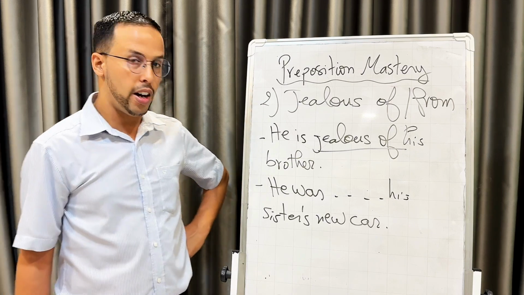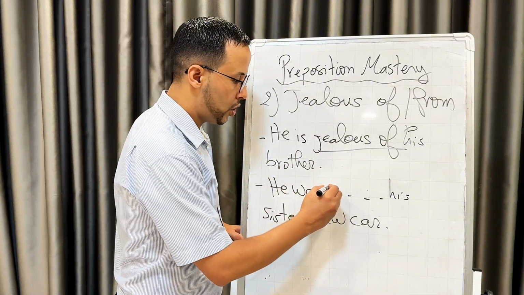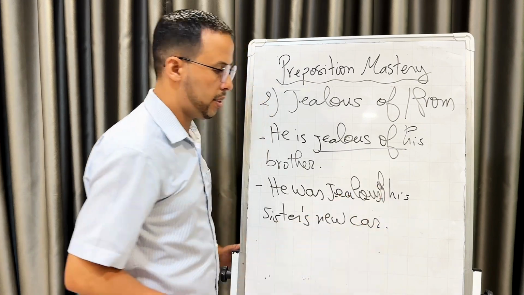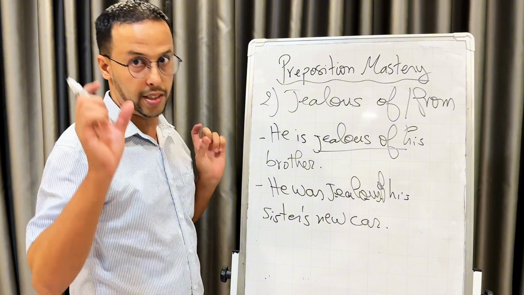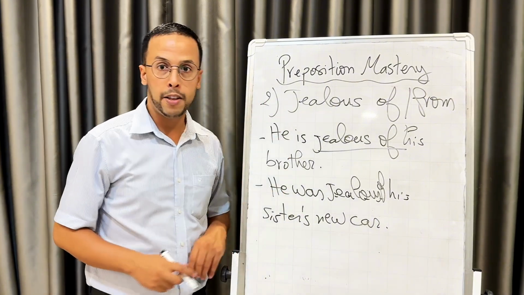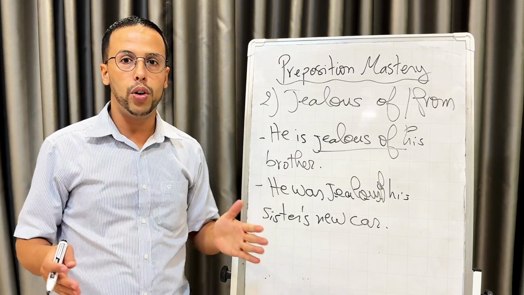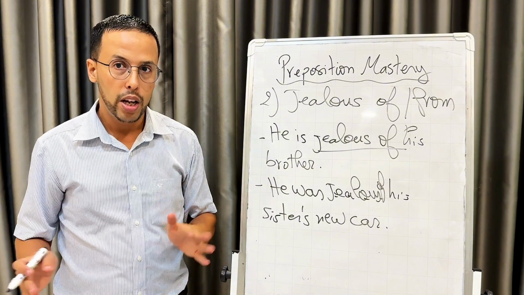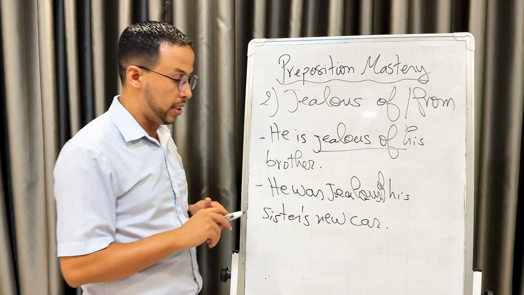We said when you are envious of someone, you say jealous of. You are envious of someone. You see the same: envious, jealous. Envious of someone, jealous of someone. Never use jealous from. So let's see if you are mastering this. I will give you some examples. Fill in the blanks, all right? And don't forget to drop your answers in the comments.